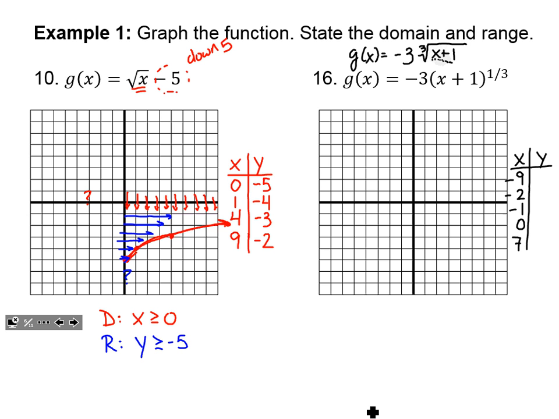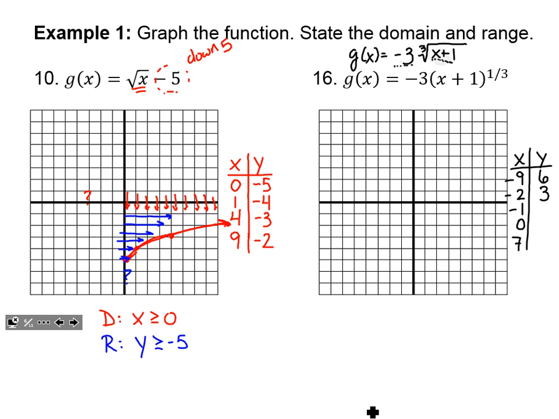Now for the y value, if I plug in a negative 9, I'm going to have the cubed root of negative 9 plus 1. That's the cubed root of negative 8. That's negative 2. And don't forget about that times negative 3 out front. It'll be a positive 6. If I plug in a negative 2, then I'll be taking the cubed root of negative 1, which is negative 1, times negative 3. That's a positive 3.